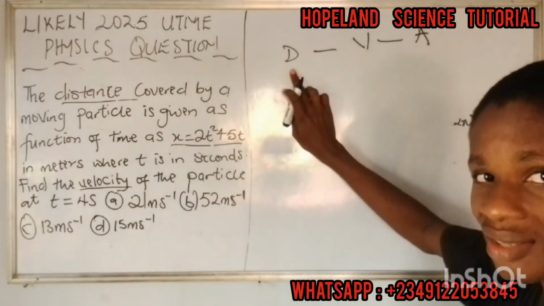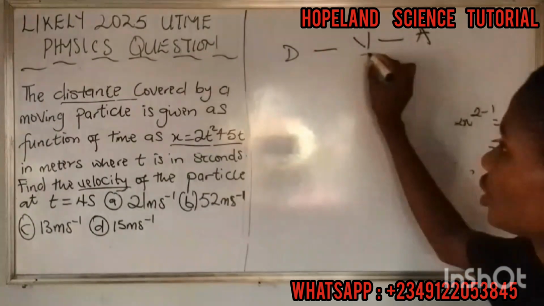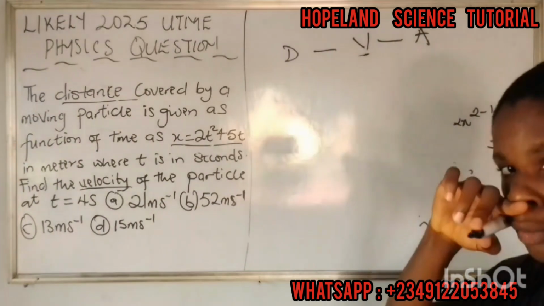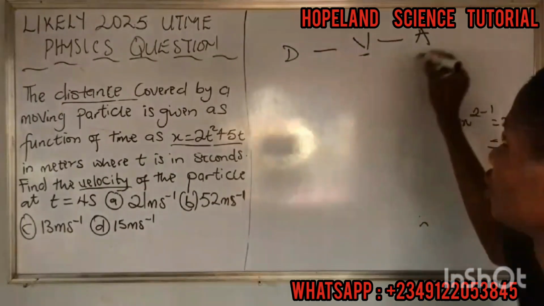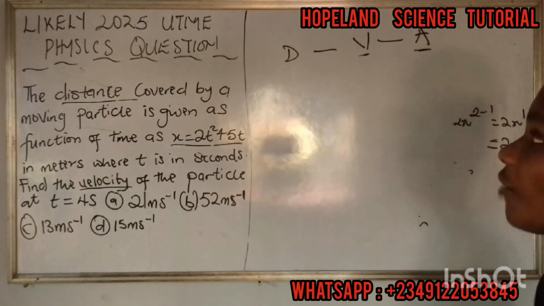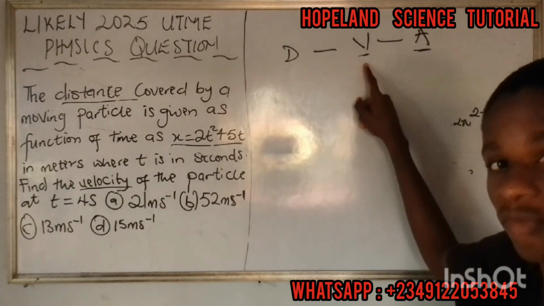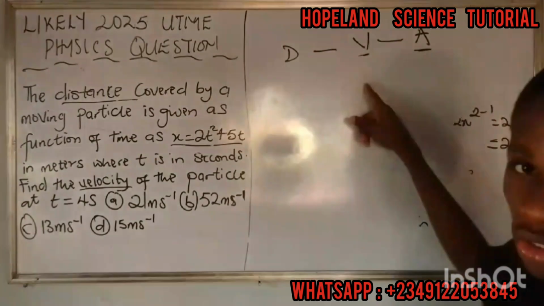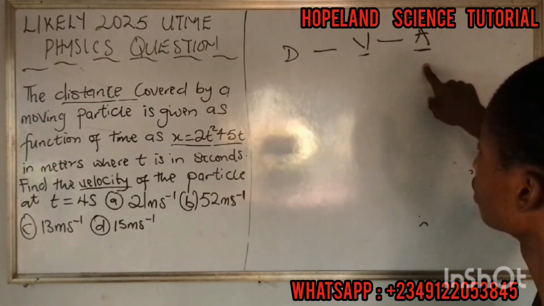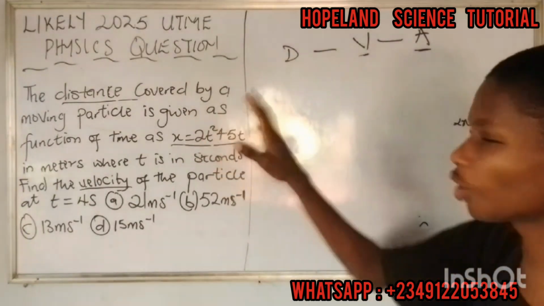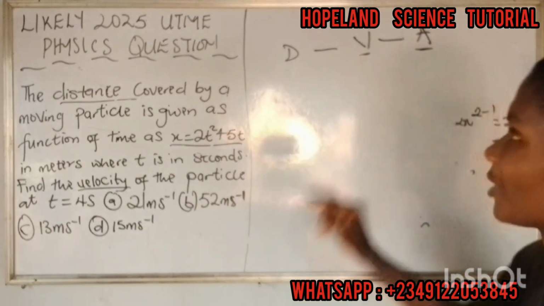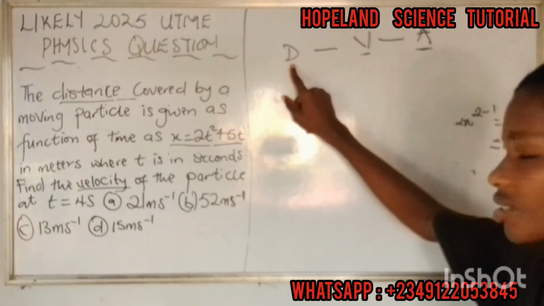Remember that change in distance or displacement is what gives us velocity. Are we together? And change in velocity is what gives us acceleration. It therefore means that if there's no change in distance, I can never obtain velocity. If there's no change in velocity, I cannot obtain acceleration.